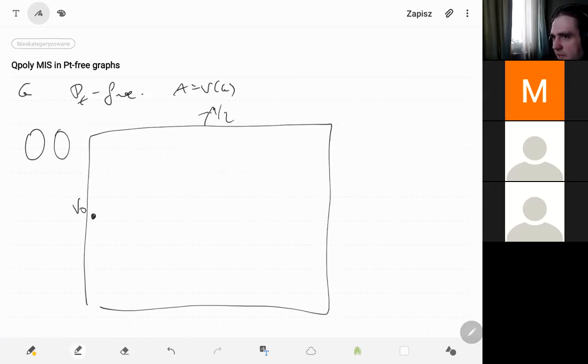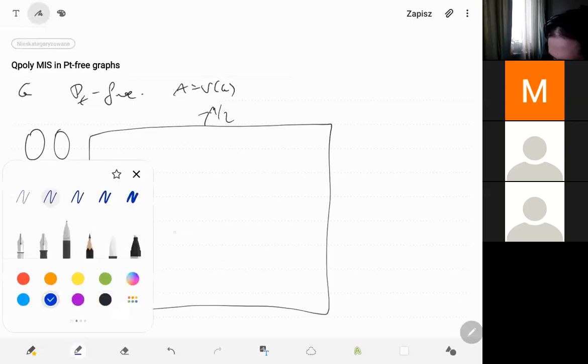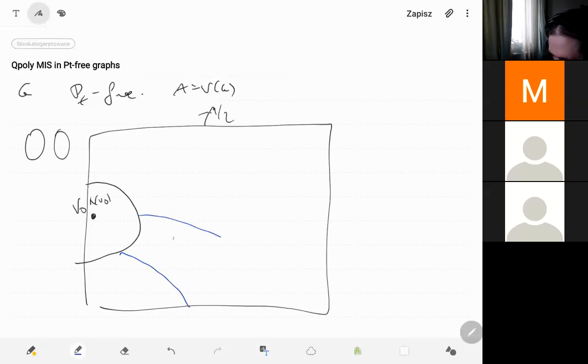I'm allowed to delete T neighborhoods in a row, I mean, connected T neighborhoods. So let's delete this neighborhood, the neighborhood of V0. Maybe everything here splits into some connected components. If after deleting this neighborhood every component is smaller than half, I'm happy. I'm already done, I used one neighborhood. But maybe there's another component which is more than half.